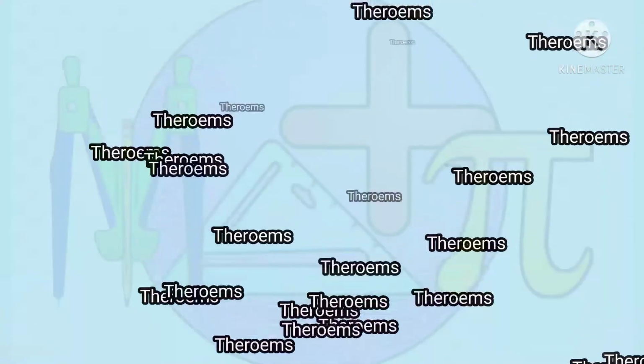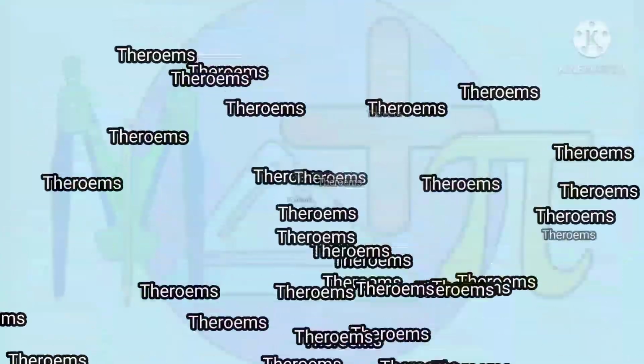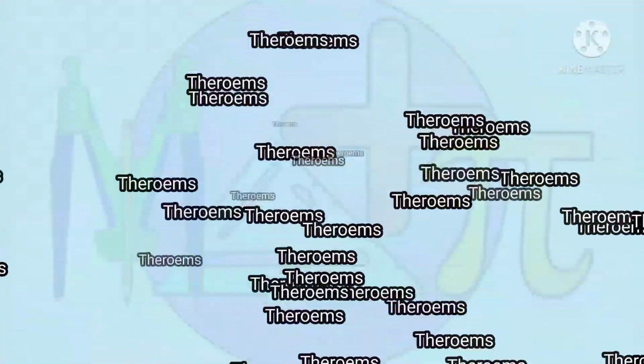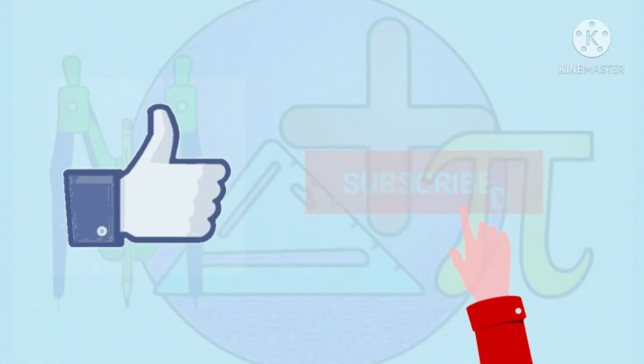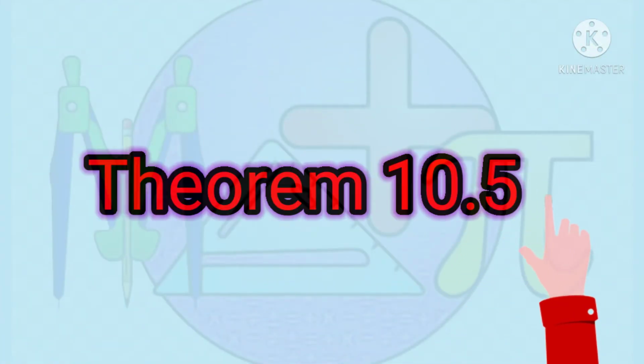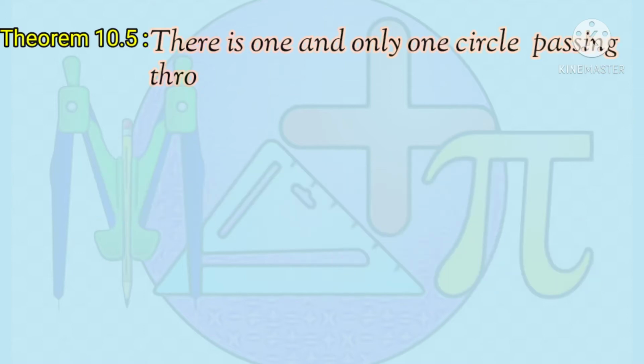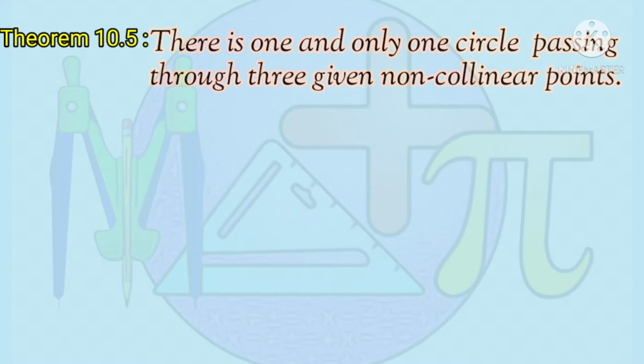We try to explain some complex mathematics theorems of chapter circle in easy to learn and understandable language. So let's start the video. As you know, this video is for theorem number 10.5 of chapter circle. Now let's see what the theorem states. It states that there is one and only one circle passing through three given non-collinear points.